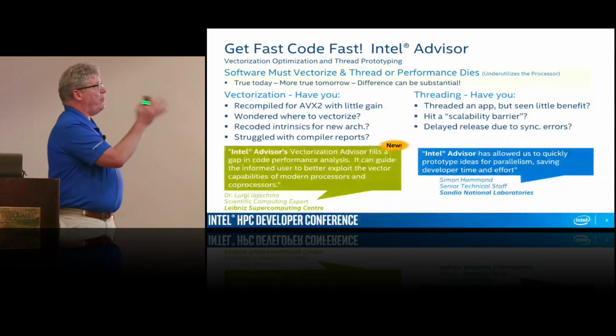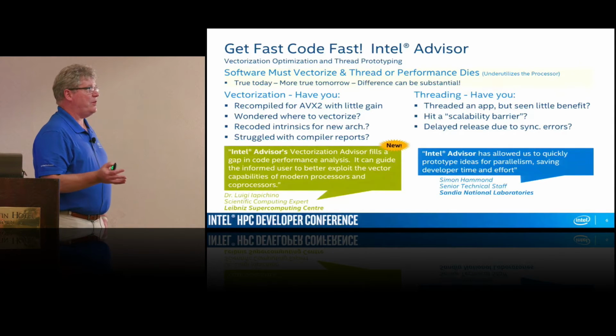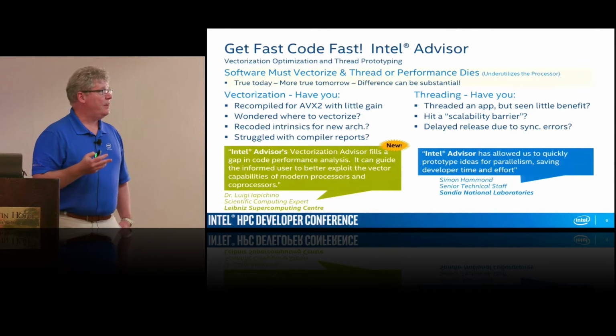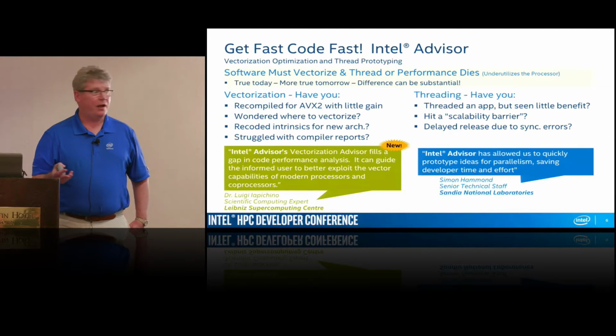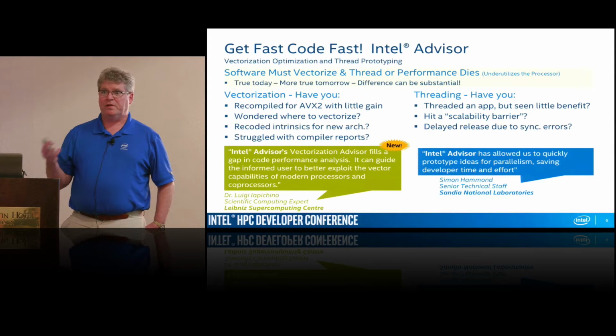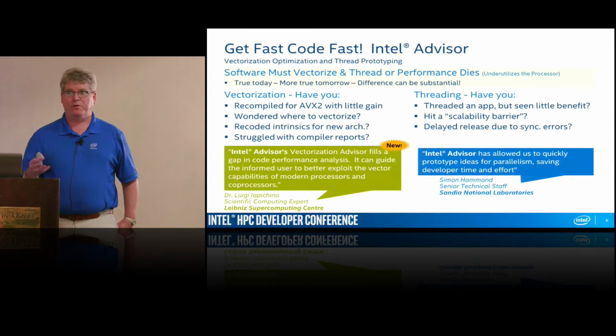So again, on the right-hand side, you see some of the reasons why we put together the threading portion of Advisor. People were trying to add threads to their applications, but they really weren't seeing the performance gains that they expected. Or they hit a scalability barrier where the code seemed to increase its speed, but as they went to faster and faster processors with more and more cores, the performance seemed to level off, and they weren't sure why.